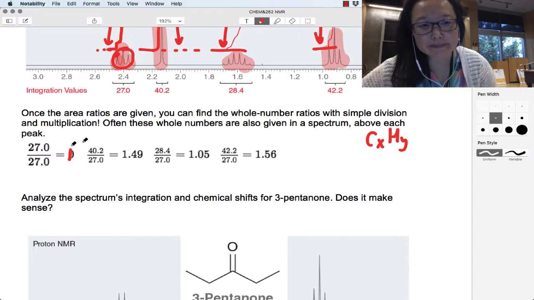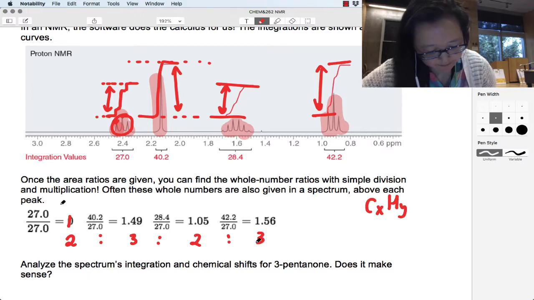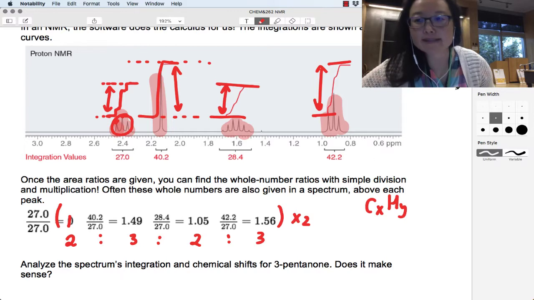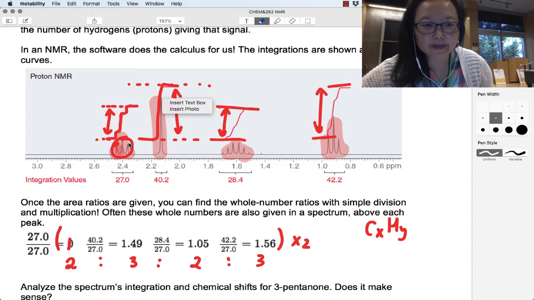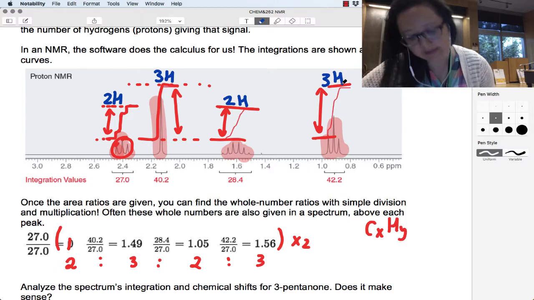So anyway, we're basically saying that if I multiply all these by 2, I have a 2 to 3 to 2 to 3 ratio. So I'm going to take all of these, multiply by 2. That means I can go back to my NMR spectrum and say, oh, this signal corresponds to 2 hydrogens that are equivalent to each other, 3 hydrogens that are equivalent to each other, 2 hydrogens that are equivalent to each other, 3 hydrogens that are equivalent to each other.